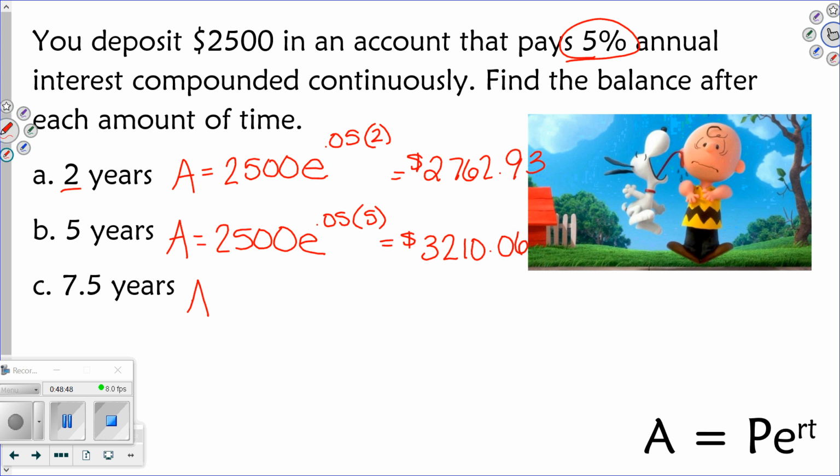And if I went 7.5 years, 2,500 e to the... Oh, did I change that to 7.5? What was I changing? That was wrong. 0.05 times 7.5. Sorry. So 3,637.48.